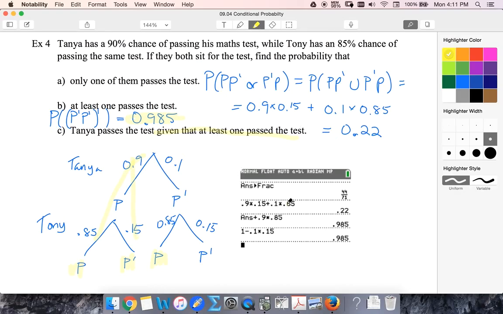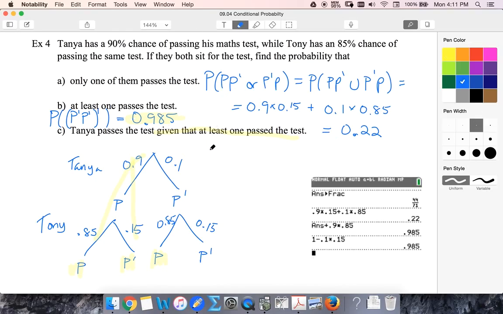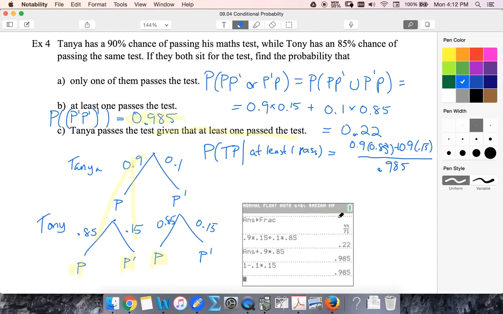So that's going to end up being, let's drag this out of the way a little bit. So probability of Tanya passing given at least one pass. So we're going to end up with 0.9 times 0.85 plus 0.9 times 0.15. Well, notice that together I could factor out the 0.9 and add these two up, and I'm going to get the same as 0.9 times 1. Because I'm taking both of these routes, that's just Tanya passing. That's 0.9 over my 0.985 from above. So the probability is going to be 0.9 divided by 0.985.